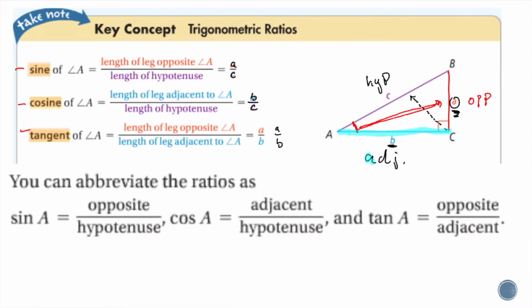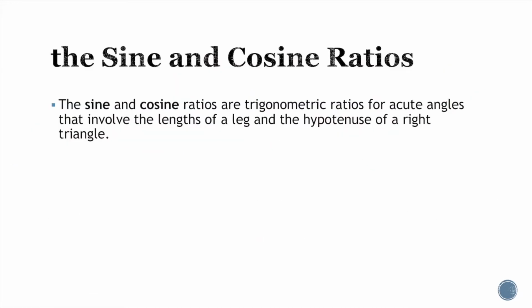You can abbreviate the ratios as so. Instead of writing sine, cosine, tangent, as you see up here, you can abbreviate them as sin of A. It's still read sine of A is equal to the opposite over the hypotenuse. Cosine is abbreviated as cos of A is equal to the adjacent over the hypotenuse. And tangent of A is equal to the opposite over the adjacent. So again, these are the abbreviated versions of my trig ratios. So we're going to strictly look at sine and cosine for right now.